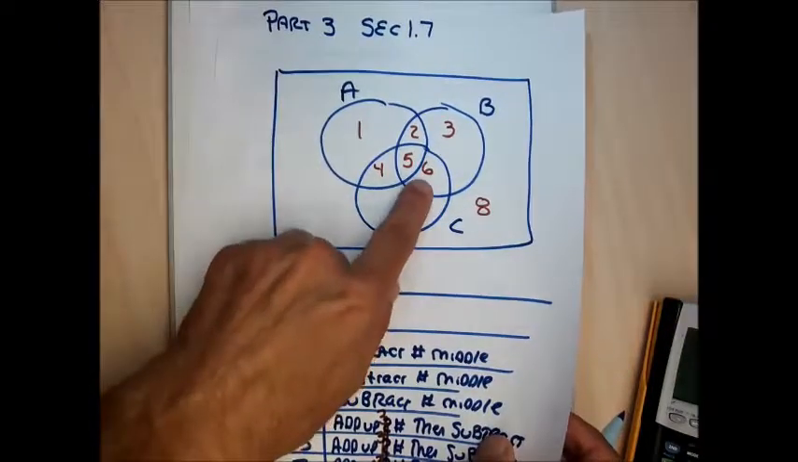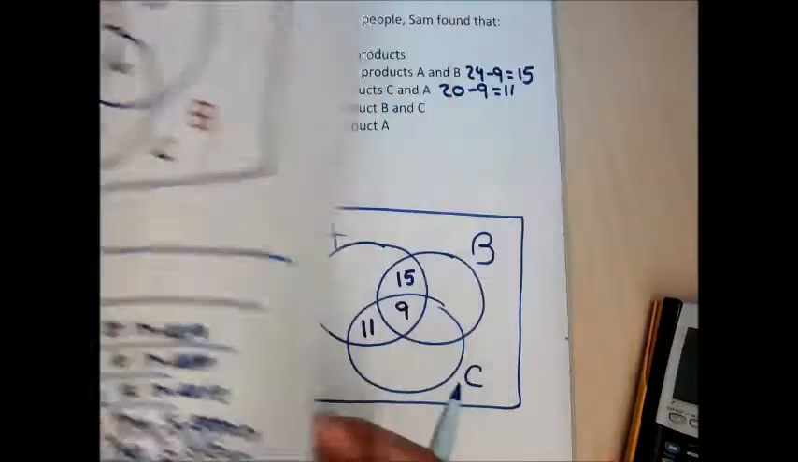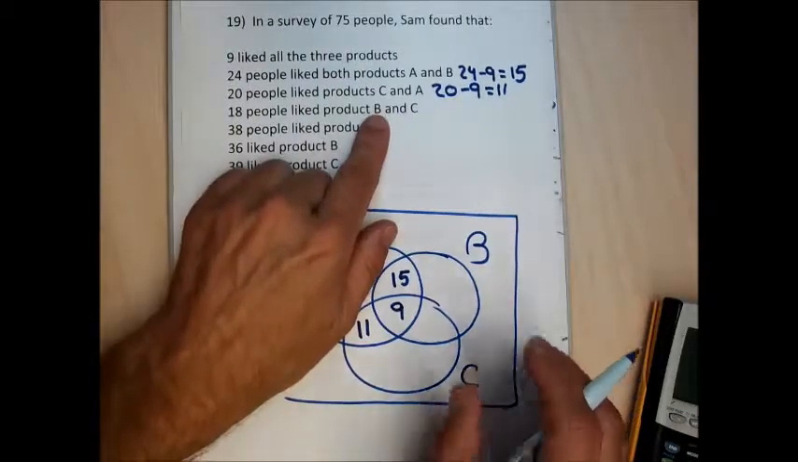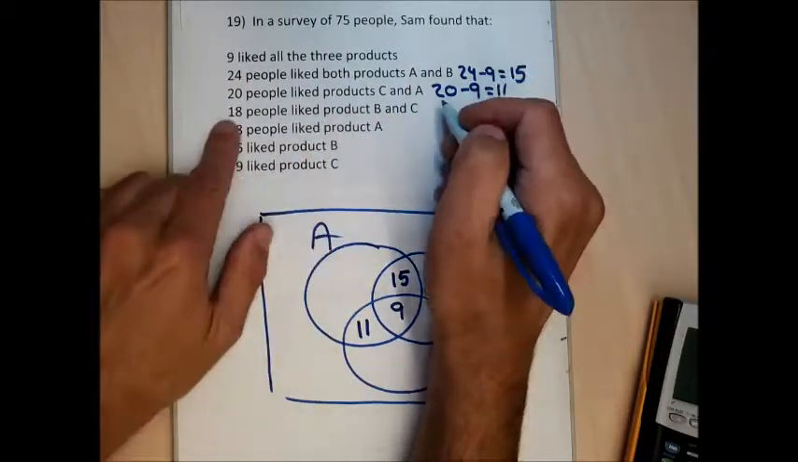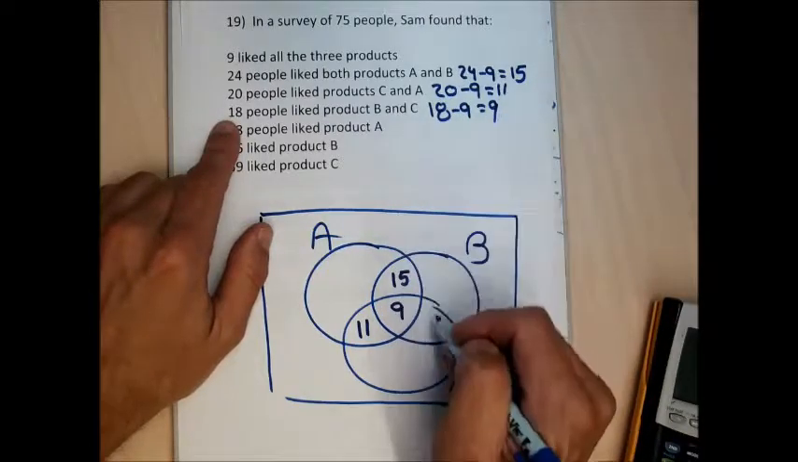Next, I'm going to do region 6, which is between the B and the C circle. I'm going to subtract the middle number. For the B and the C circle, I'm going to take that B and C number of 18, subtract the 9, and get 9.